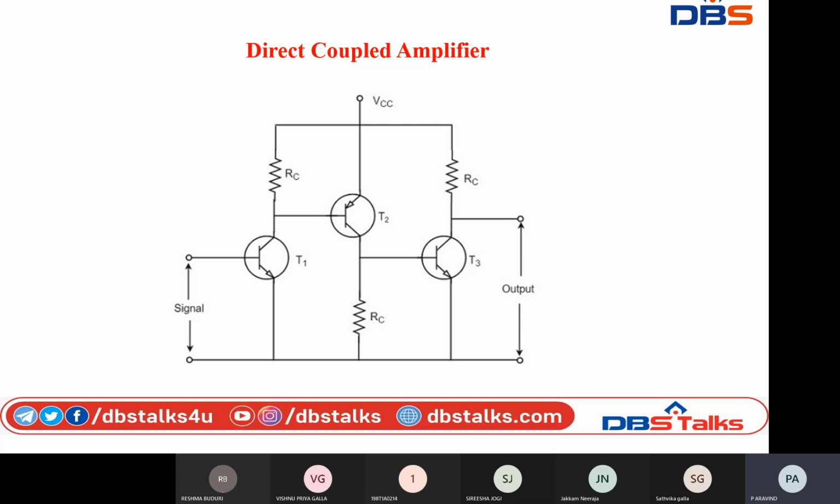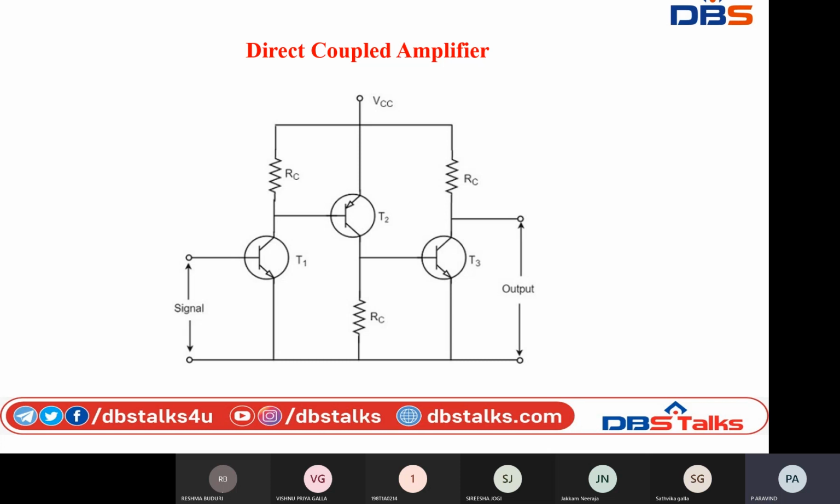The next one is direct coupled. As I said, a direct coupled amplifier means there is no coupling device, because as the name itself says, coupling is done directly. As no coupling devices are used, the coupling of amplifier stages is done directly. That's why we call it a direct coupled amplifier.